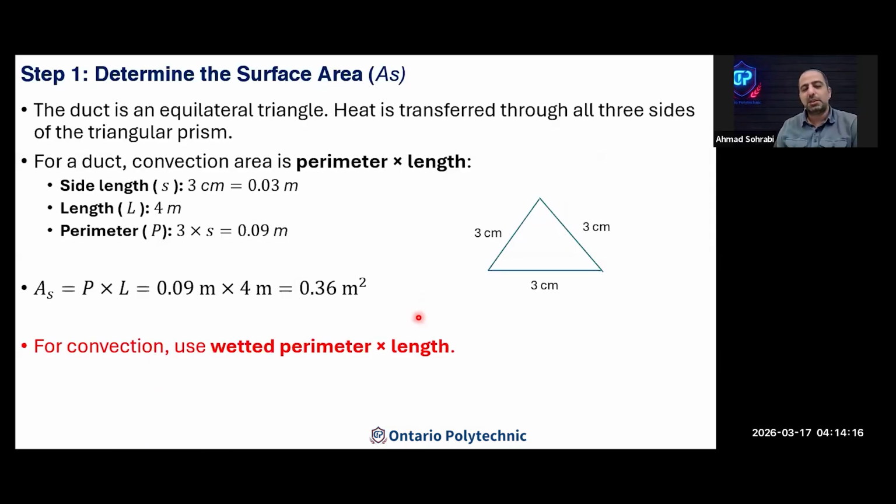Before solving this problem step by step, first we need to find the surface area. This one is an equilateral triangle, so first we need to find the perimeter. We have three sides: 3 times 3 centimeters is 0.09 meter. The length is 4 meters, so the surface area equals 0.09 meter times 4, which is 0.36 square meters.